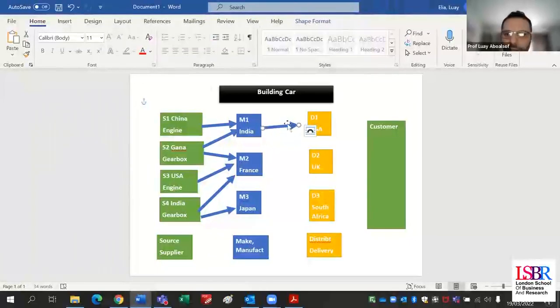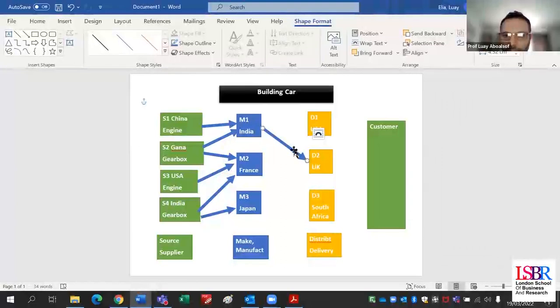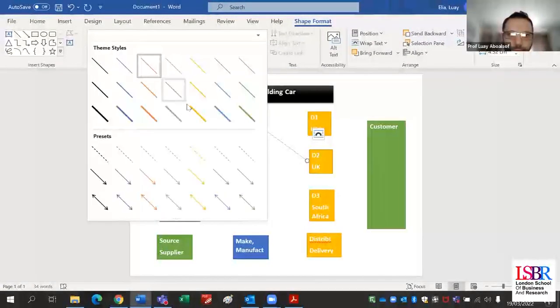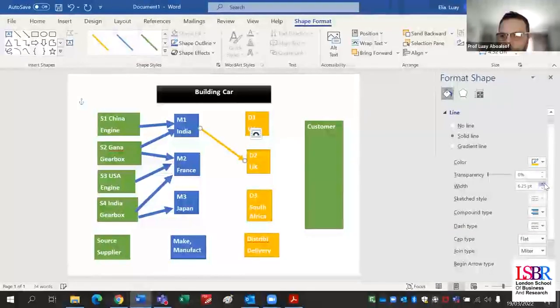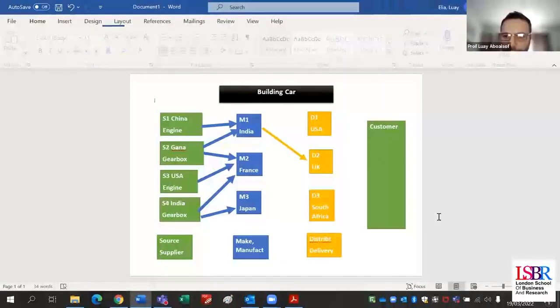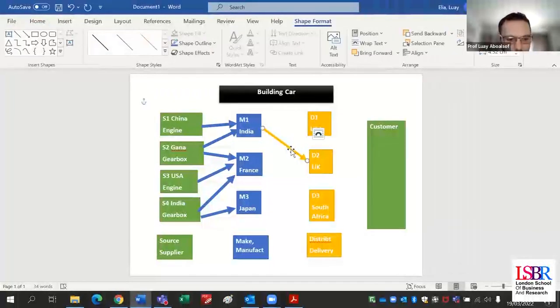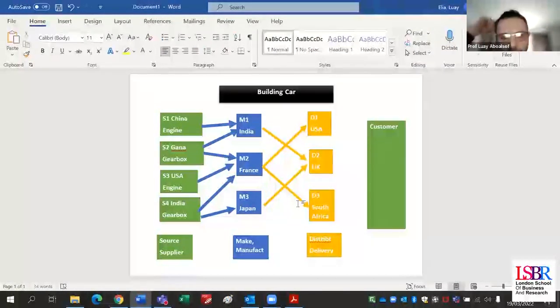Next. I will distribute my cars from India. They go to United Kingdom. My cars from France go to USA. Also go to South Africa. My cars from Japan go to United Kingdom and go to America. Oh, just put this United Kingdom. Don't make it complex. So that's really starting to show me how the SCOR model is working.